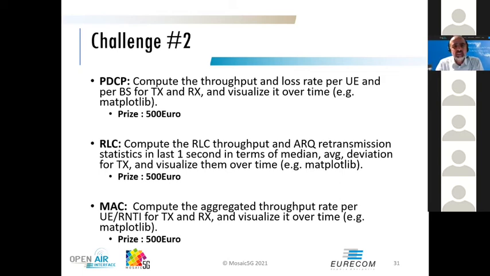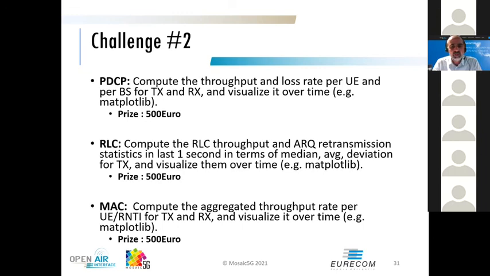On the RLC it is the same, RLC throughput. And also what is interesting in RLC is to get the statistics on the retransmission using the metric that we have, which is the number of retransmission bytes at the RLC, that this statistic is available in RLC. And we would like you to compute the median, average, and deviation just for the transmission. So there is no reception, and visualize them over time, again, using, for instance, matplotlib.